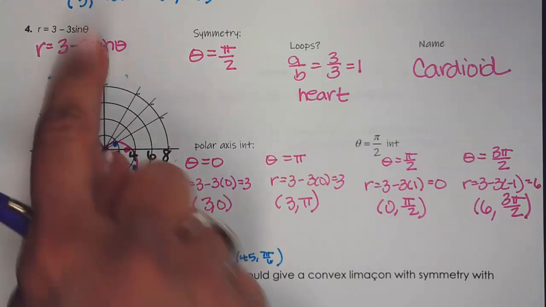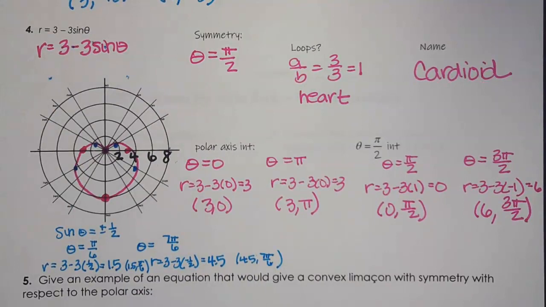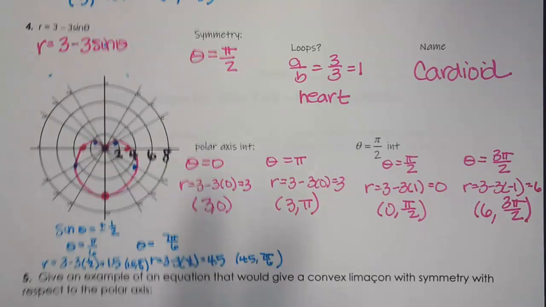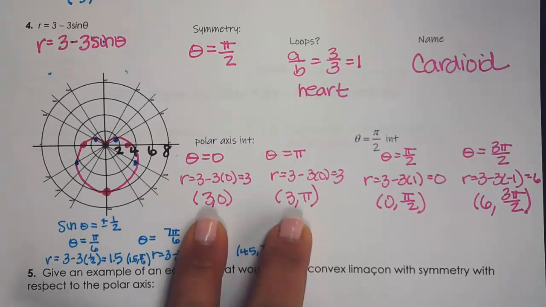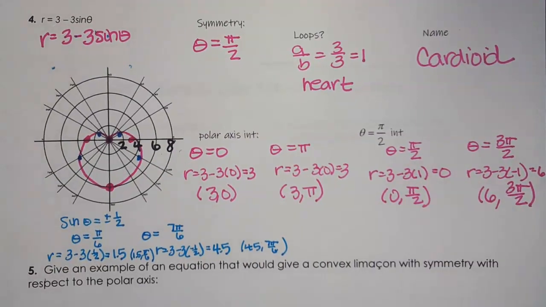I don't know why I rewrote the equation. But our symmetry, because we're dealing with sine, is going to be with respect to theta equals pi over 2. Once again, the ratio of A to B was 1, which means that we're going to have a cardioid. The polar axis intercepts end up being 3, 0, and 3, pi. And then the theta equals pi over 2 intercepts end up being 0, pi over 2, and 6, 3 pi over 2. You just need to make something that is symmetric, that does touch the pole.